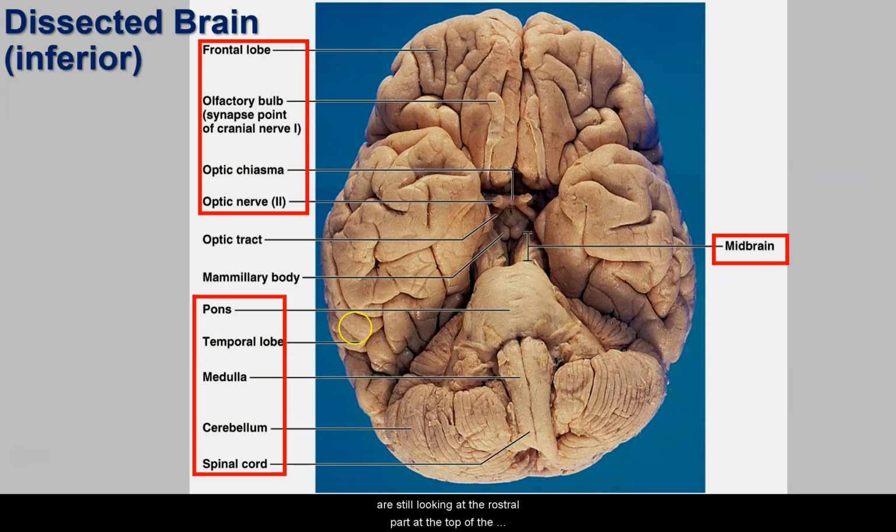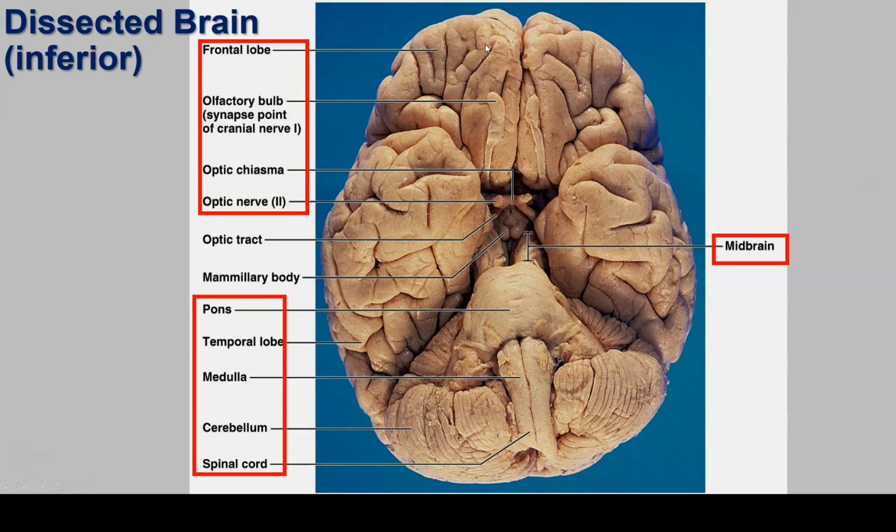Now we're looking at an inferior view of the brain, and an inferior view of the whole brain at that. So just to orient ourselves, we know that we are in an inferior view because we can only see bits of the frontal lobe and only see the underside of the cerebrum in general. We see the brainstem completely. Here's the pons, here's the medulla oblongata. Midbrain is up here. And we know also that we are looking at the rostral part at the top of the brain, at the top of the screen.